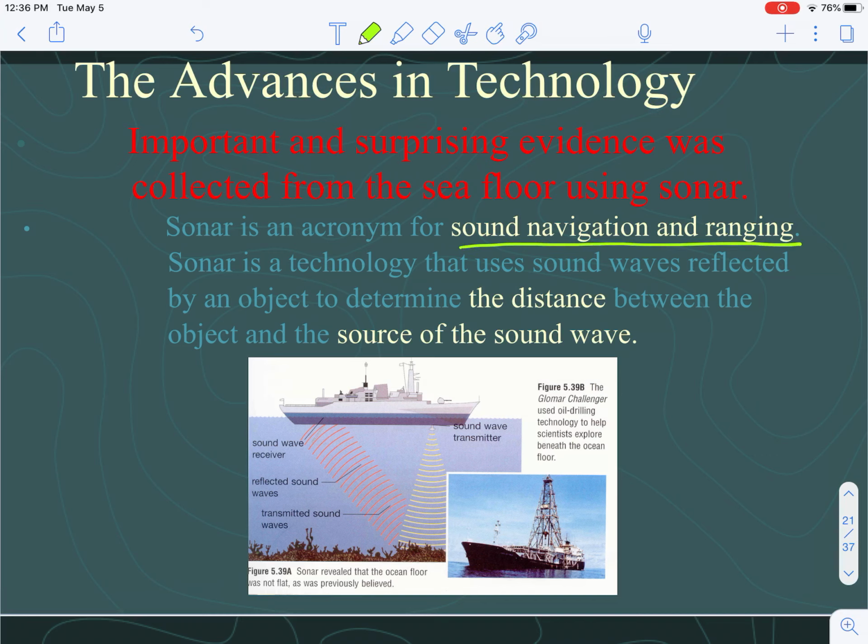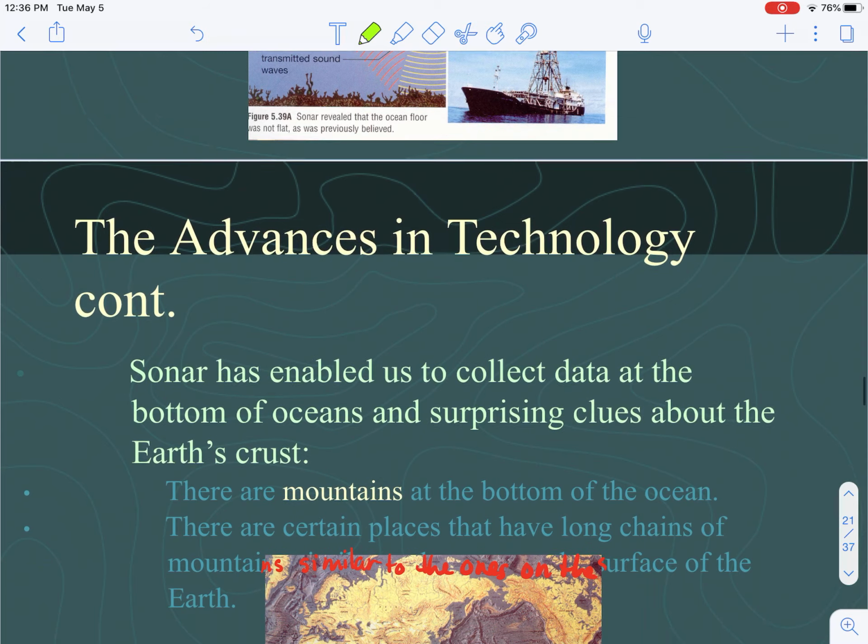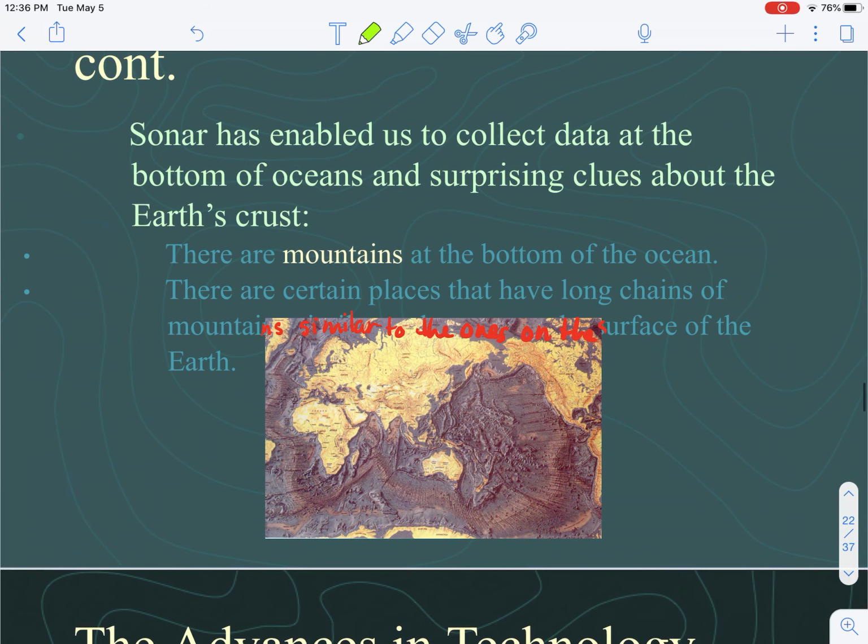And the evidence that we have gotten from using sonar on the seafloor, this sonar is sound navigation and ranging, is what it stands for. You should know that.